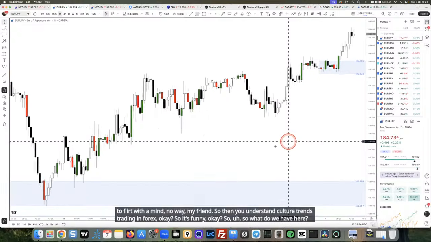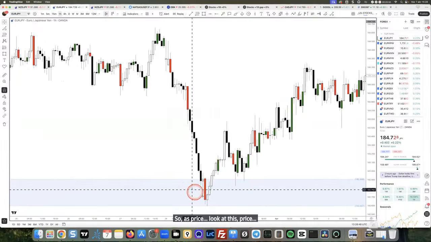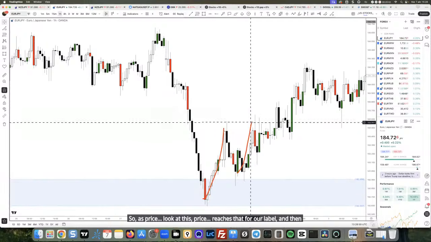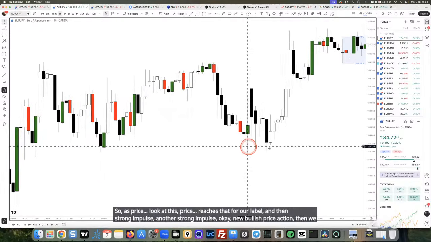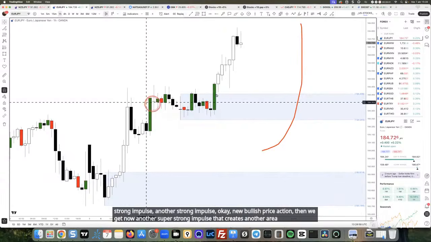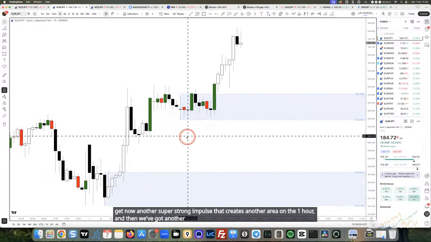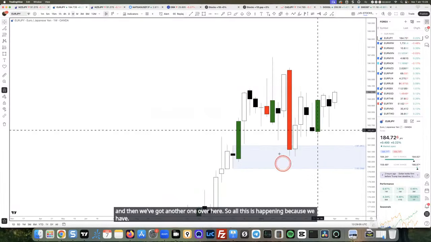So what do we have here? As price reaches that 4 hour level, look at this, a strong impulse, another strong impulse, new bullish price action, then we get another super strong impulse that creates another area on the 1 hour, and then we've got another one over here. All this is happening because we have the weekly demand level that we mentioned.